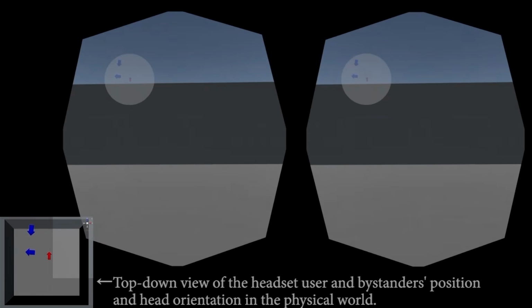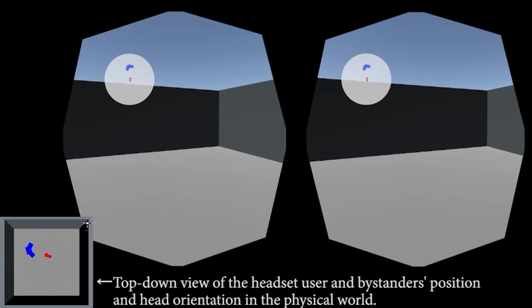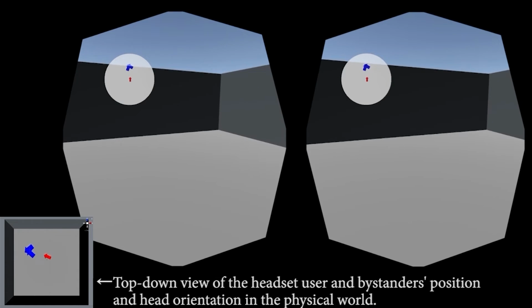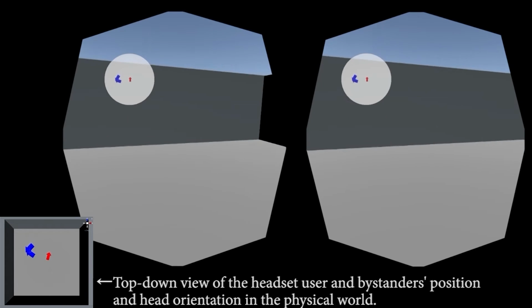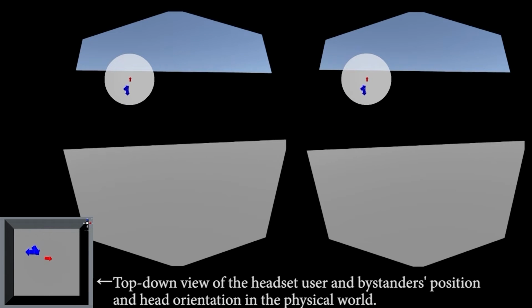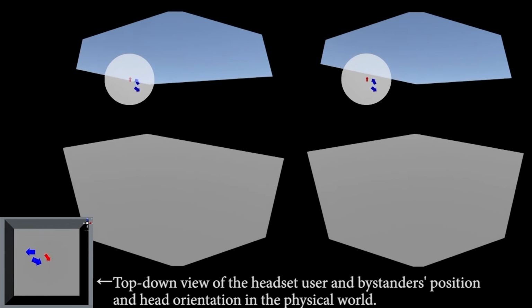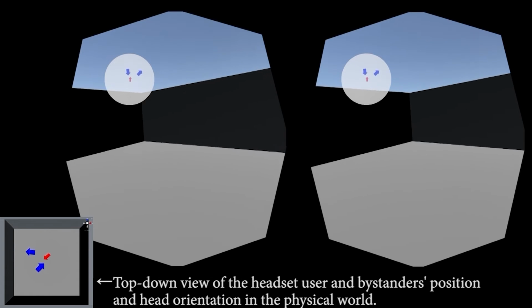With radar view, we show a mini-map to the top left of the headset user's view that shows where the bystanders are relative to the headset user. This is always centered around the headset user's perspective, so as she turns, so too does the world in the minimap. In contrast to the avatar view, the headset user can see the bystanders all the time in the minimap so long as they are around.